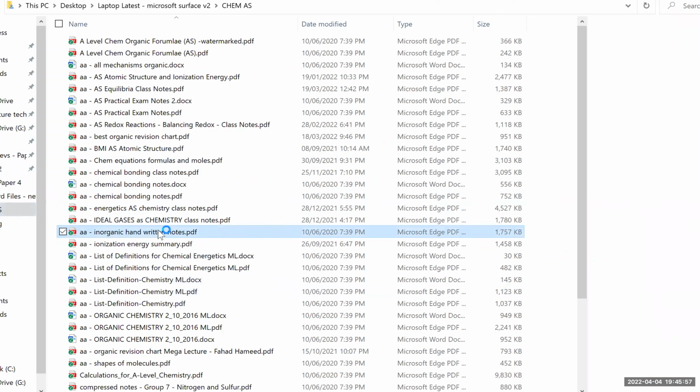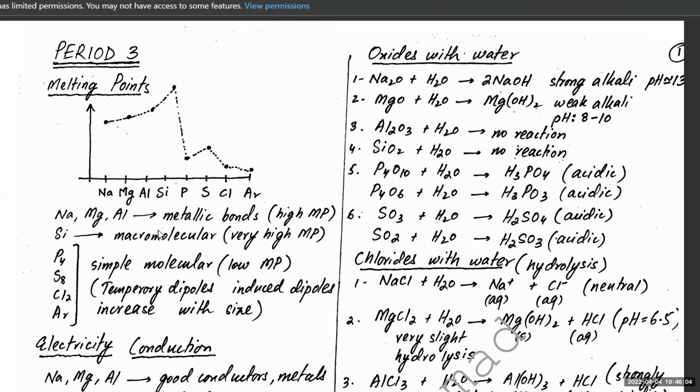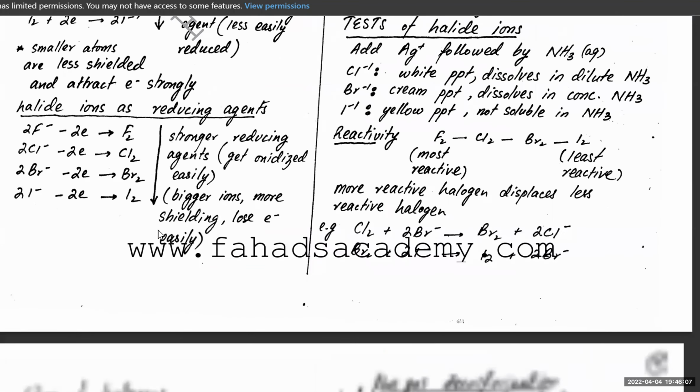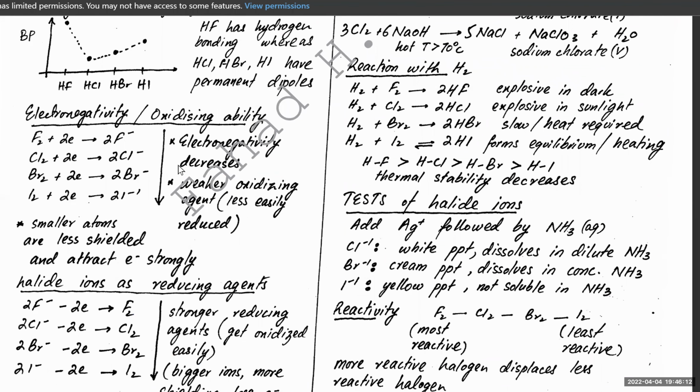So down the group, the elements become weaker oxidizing agents. The top one really likes to gain electrons and the bottom one doesn't, because the nucleus is very shielded. Iodine already has 53 electrons, so it would be very hard for iodine's nucleus to gain more electrons.